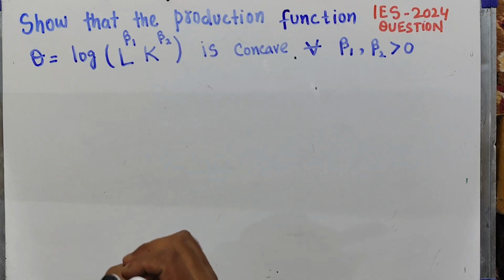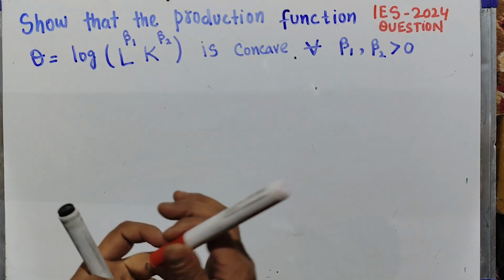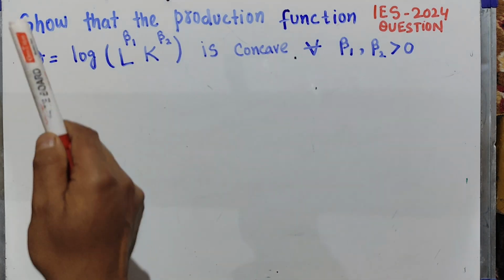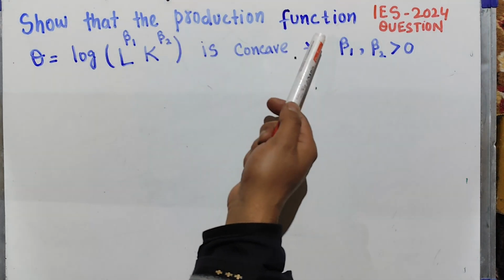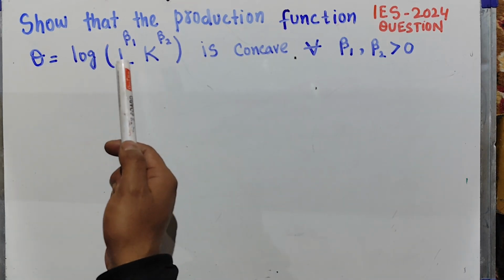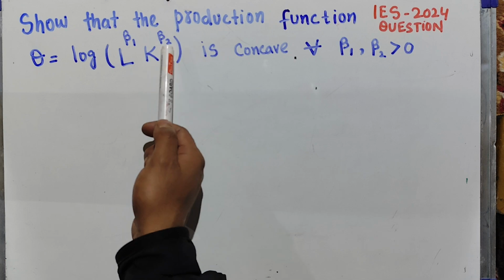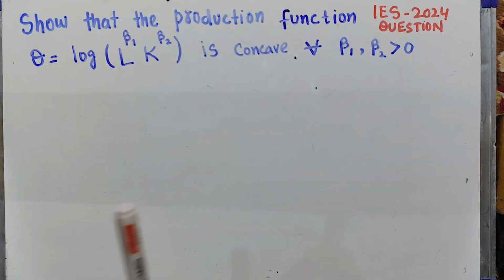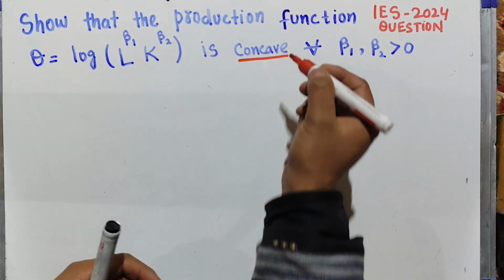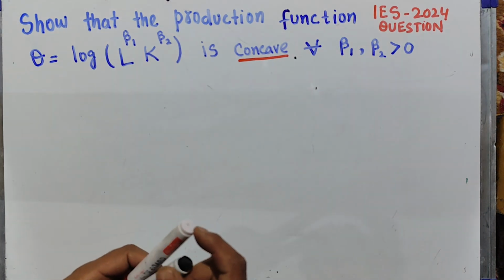In this video, we will learn how to prove whether a production function is concave or convex. This question was asked in Indian Economic Service paper of 2024. The question goes like this: show that the production function Q is equal to log of L raised power beta 1 times K raised power beta 2 is concave for all beta 1, beta 2 greater than 0. Okay, so we need to prove it is a concave production function.